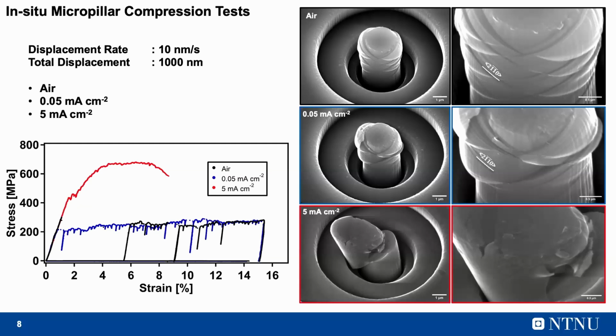However, when we charge with the 5 milliamp per centimeter square, the behavior was pretty different, where we have high yield stress, and instead of a lot of slip systems as we see in the solid solution hydrogen and the air case, we just see one fractured slip, and also some deformed layers or secondary cracks in the upper side of these pillars.